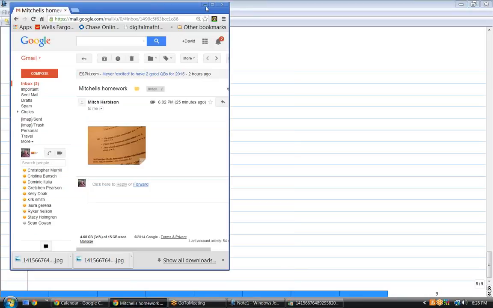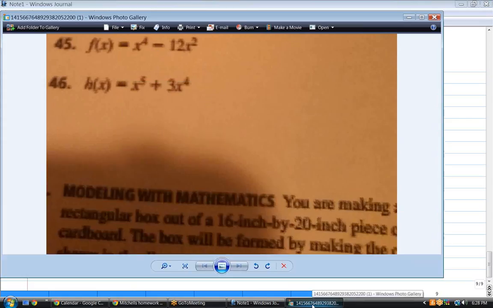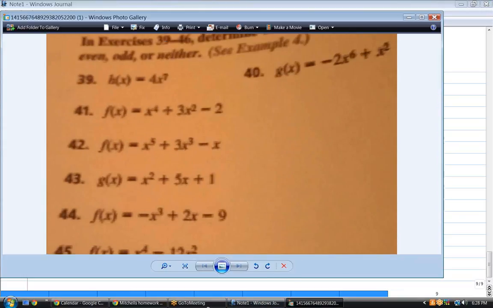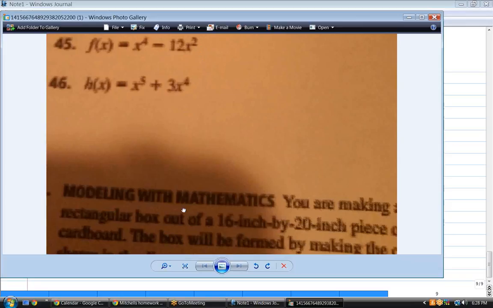Mitchell, do you have any last questions? No. Did we cover them all, didn't we? Yeah. Okay, cool. We didn't have to do this modeling with mathematics down here? No. Okay, that's just a quadratic. It ends up being a quadratic.